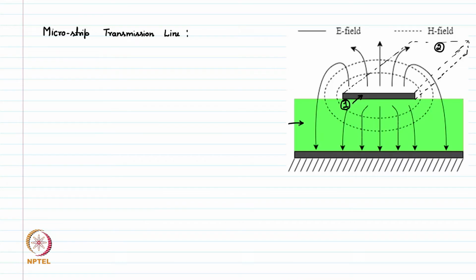This is our substrate, and on the bottom we have this ground. Now, when we apply an electromagnetic wave here at this point, the RF signal is nothing but the electromagnetic wave that we apply.